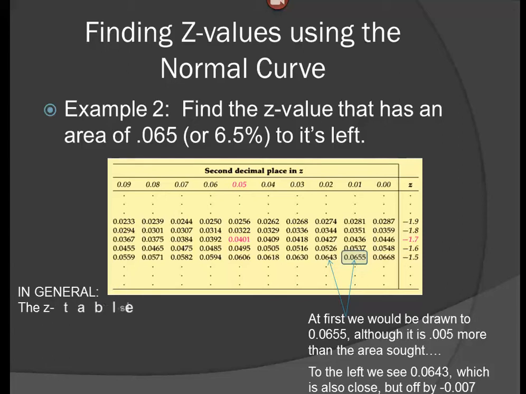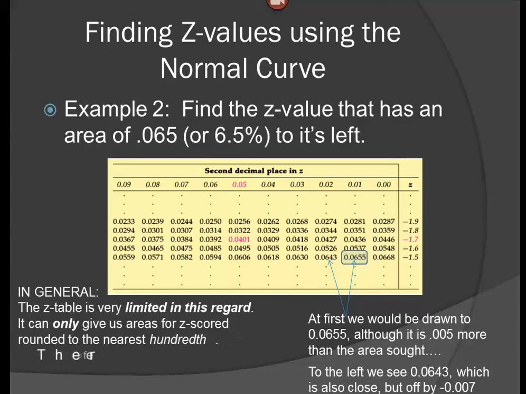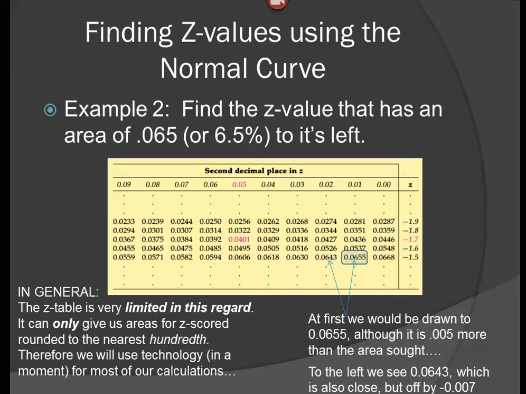But with this example, you can see how limited our z-table really is. Because the z-values on our table only go to the hundredth spot, to the second decimal place, we are only limited to the areas of z-values that stop at the hundredth spot and don't have zeros following it. Therefore, in this section, we're going to focus mostly on technology. And in a moment, we will go back and revisit this problem using our calculators.